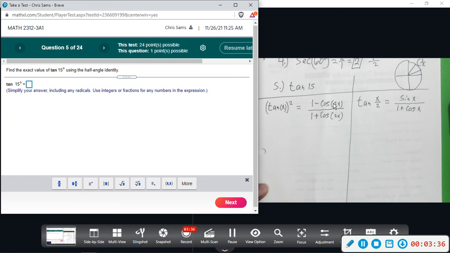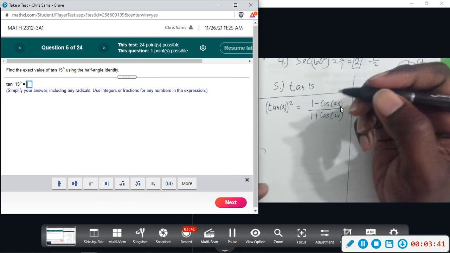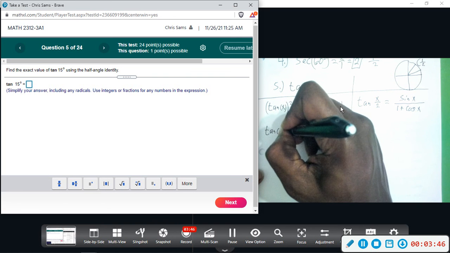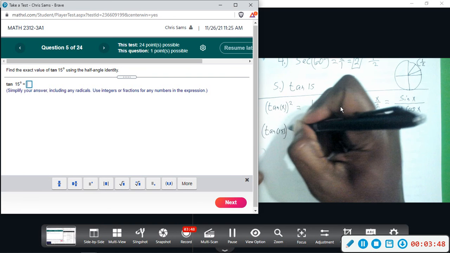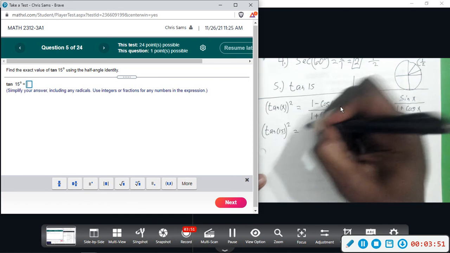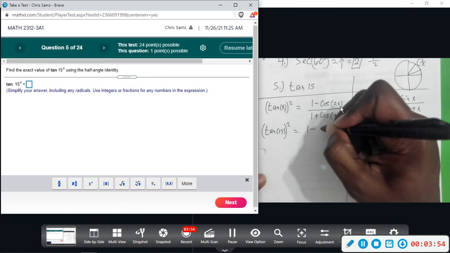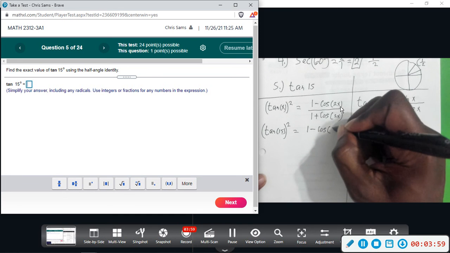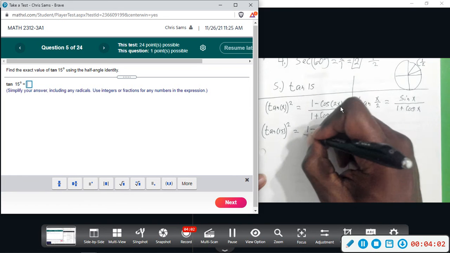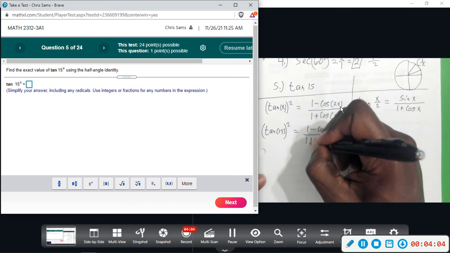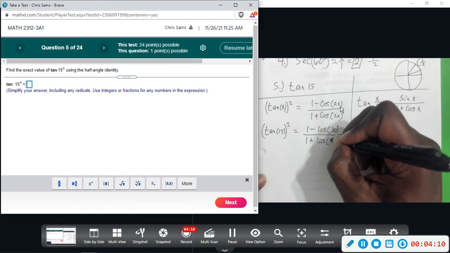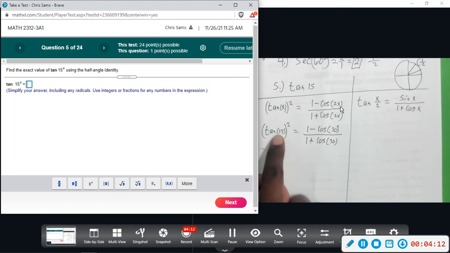So that's 15. I'll be finding tangent of 15. So I'll find out what that equals. So I'm going to continue working on this side. Tan of 15 squared equals 1 minus cosine. Now when I do 2 times 15, that's 30. And 30 is a value on the unit circle. That's why they use that formula. This is 1 plus cosine. This is going to be 30 as well, because you do 2 times that x, and x is 15.